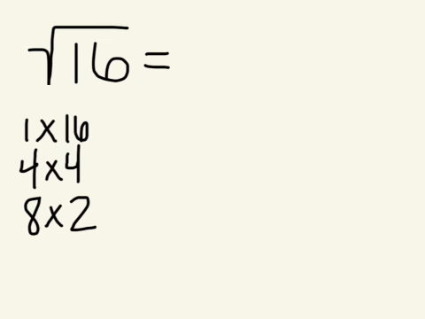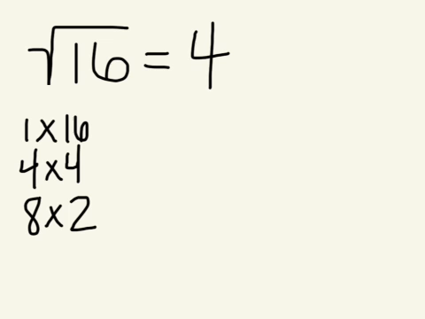So when we look at these problems, I would see that my 1 and my 16 are not the same. These are not the same number, so that's not going to be my answer. My 8 and 2 are not the same, not going to be my answer, but my 4 and 4 are. My answer is not going to be 4 times 4, but the square root of 16 is going to be 4.